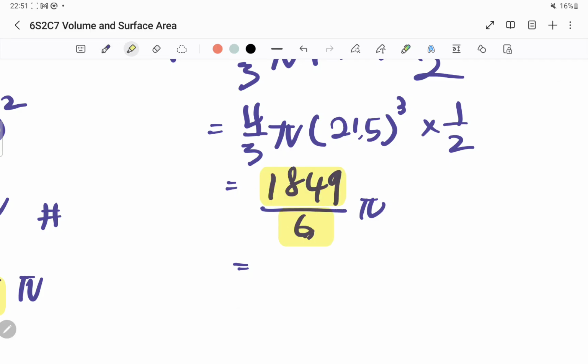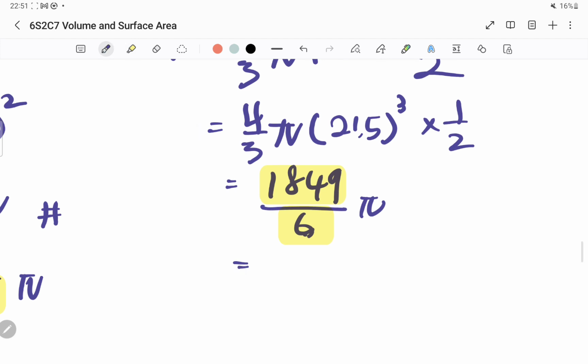But if you want to write like a decimal place for the coefficient, you can put your calculator 1849 divided by 6. But you check, right? 1849 divided by 6 is a recurring decimal, because it's 308.16666 all the way. So in this case, you cannot. Don't round it up. If you round it up, it will be incorrect already.